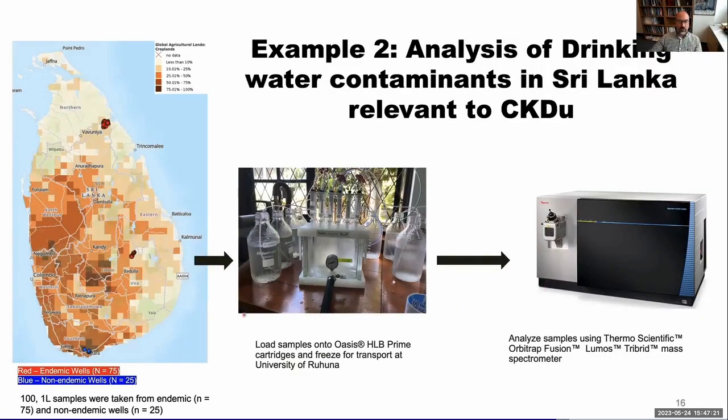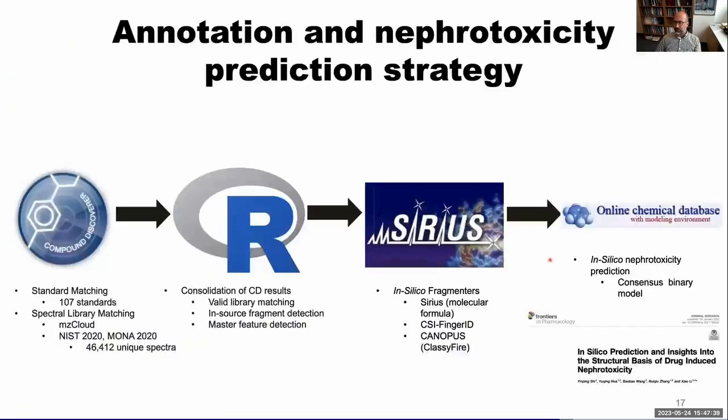And so we took water from areas that do not have endemic CKDU, and then we took drinking water samples from areas that are experiencing a high level of CKDU disease. We prepped these samples in Sri Lanka and brought them back to the United States for analysis.